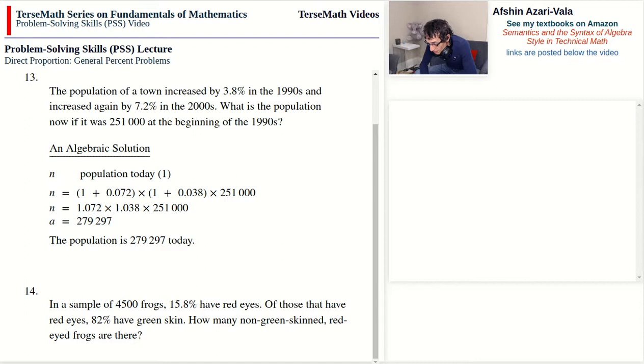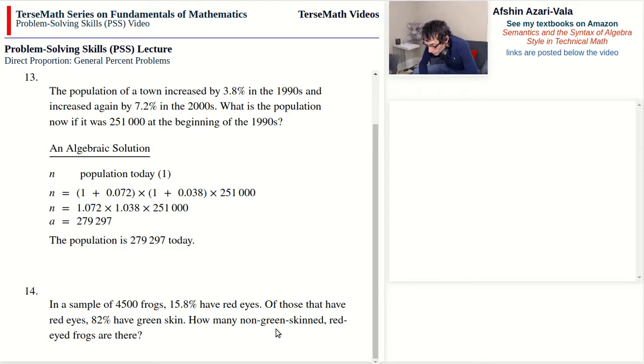This one says in a sample of 4,500 frogs, 15.8% have red eyes. Of those that have red eyes, now this is a signal that I'm going to be using 15.8% because I'm looking for those that have red eyes, and 15.8% have red eyes. 82% have green skin. How many non-green skinned? Now that signals that I'm going to be using 100% minus 82%, because 82% refers to those that have green skin, but I'm looking for those that don't. How many non-green skinned red-eyed frogs are there?